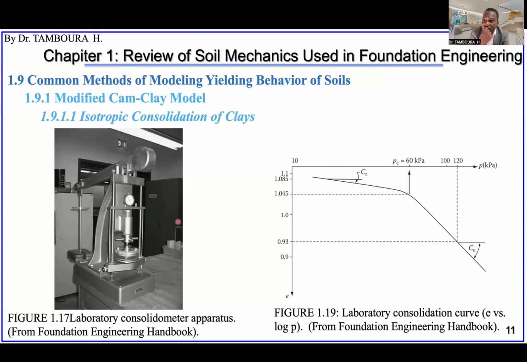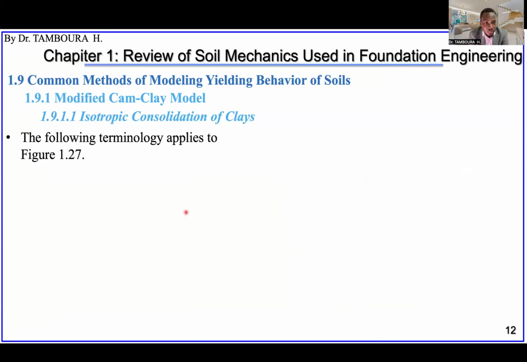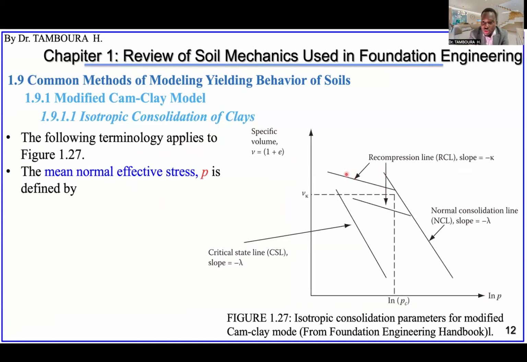Okay, the maximum is here, so it will be about this one, but in 3 dimension, or almost like that. Okay, the isotropic consolidation of clay will be like this, but in 3 dimension. So following the terminology applied to this figure, do you see it is about the same, but in 3 dimension? This first line and this second line with second slope.